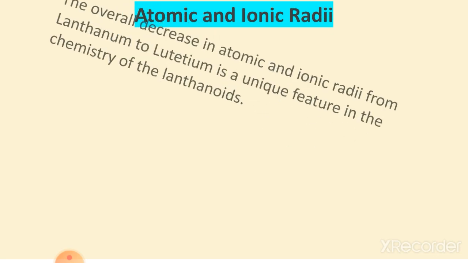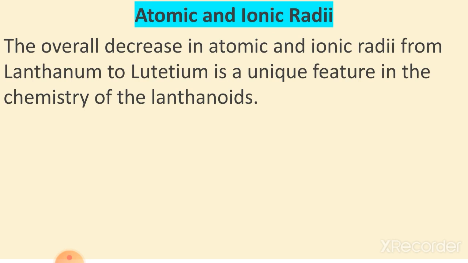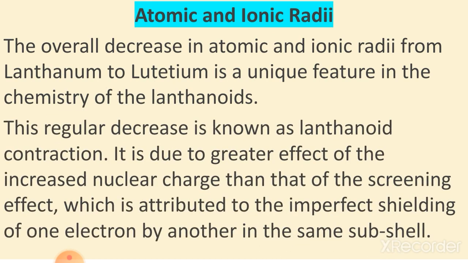So look here, the overall decrease in atomic and ionic radii from lanthanum to lutetium is a unique feature in the chemistry of lanthanoids. One question may arise: why does this happen? Basically this is due to lanthanoid contraction. So this regular decrease is known as lanthanoid contraction.